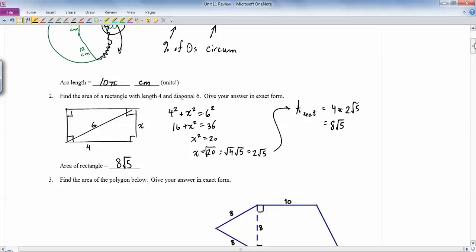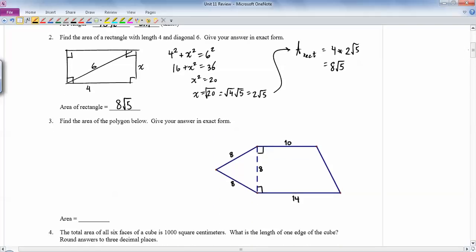Number 3 is another exact form problem. So here we've got an equilateral triangle on one side and this trapezoid on the other side. So we're going to divvy it up that way. We'll find the area of each one of these by themselves. So let's take the triangle by itself first. So I'll draw the triangle right here. So it's 8, 8, and 8, which means all the angles are going to be 60.